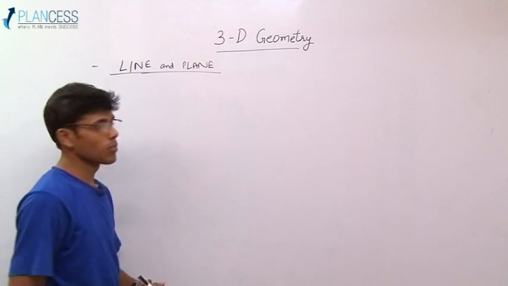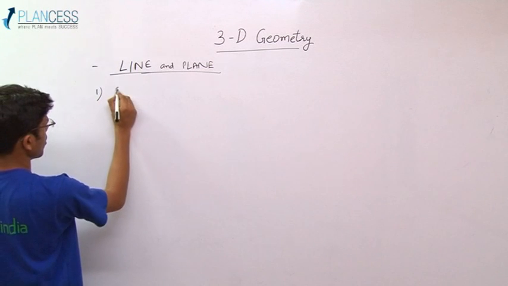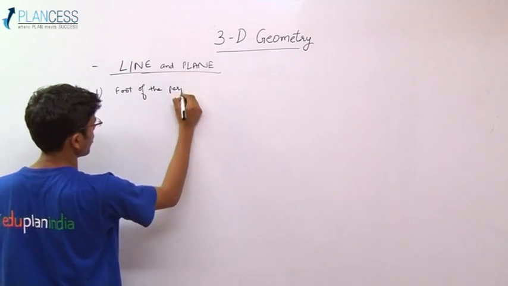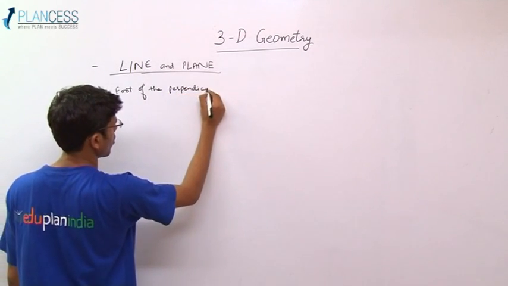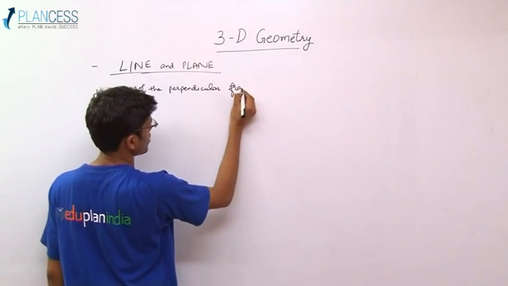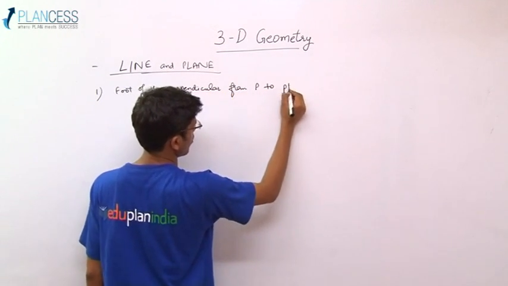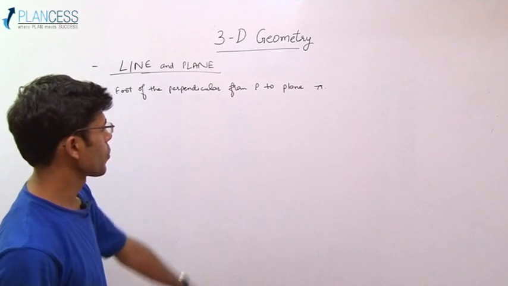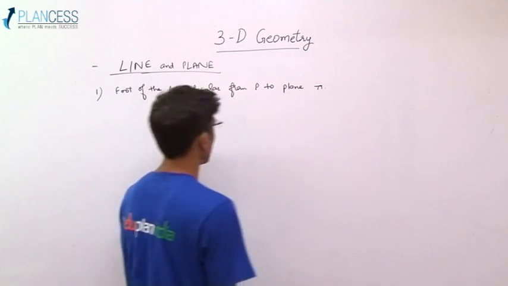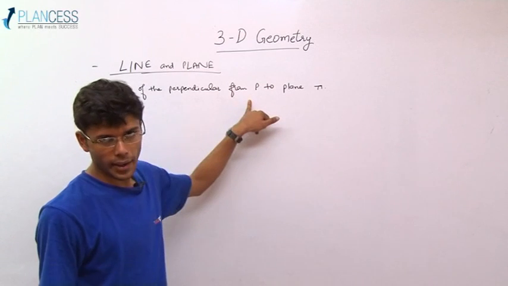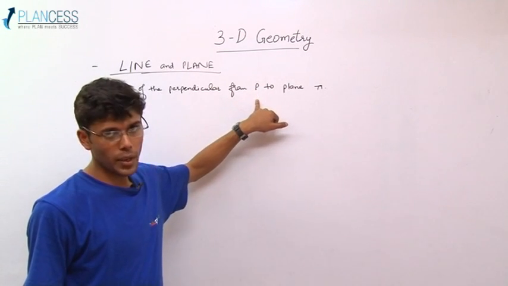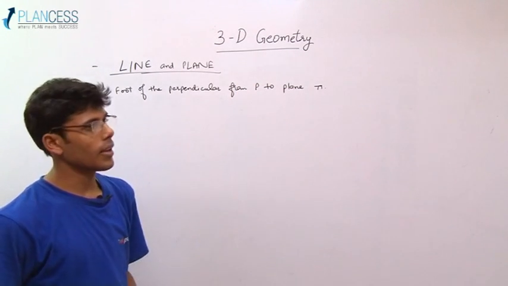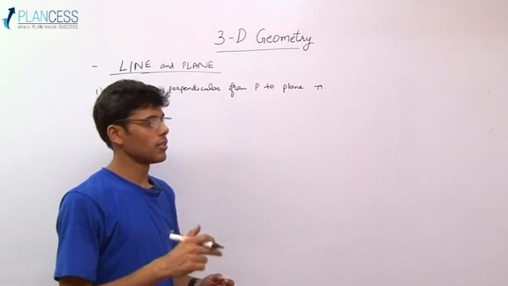Okay, now let's take some miscellaneous items. First, the foot of the perpendicular from a particular point, say P, to a plane pi. So we have to find the foot of the perpendicular from a point P to a plane pi. The way to find this is to find a line starting from P and along the normal to the plane. Now since you have the equation of the line and the equation of the plane, solve them to get the foot of the perpendicular.